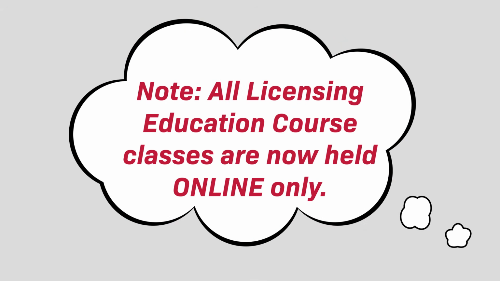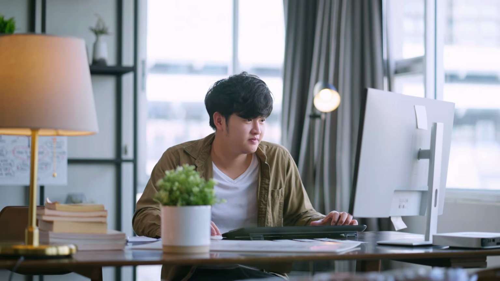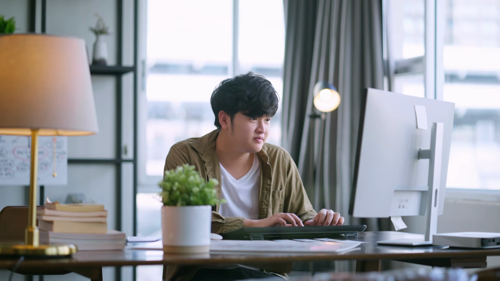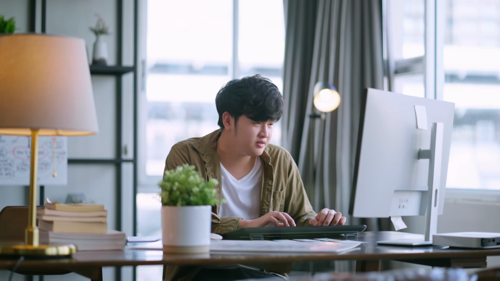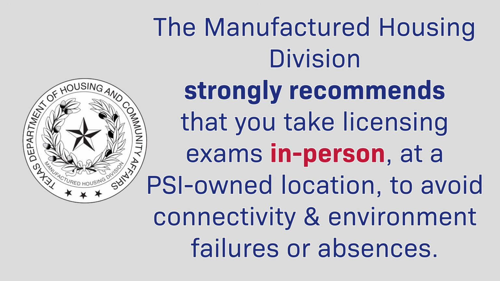Please note that all classes are now held online via Adobe Learning Manager, and they are self-paced, with course time minimums that are required by law. There are no in-person licensing courses offered for the Manufactured Housing Division licensing courses any longer. However, you will have options to choose an online live proctored licensing exam or an in-person proctored licensing exam. You may choose the best exam environment option for you when you register for your exam. Please be aware that our licensing team strongly recommends in-person exams when possible, as the requirements for online proctored exams are specific and very strict.